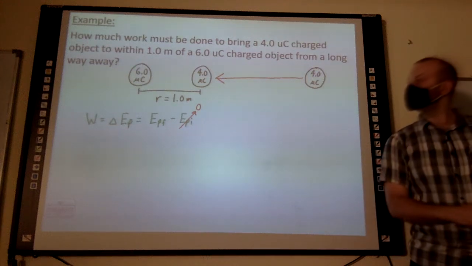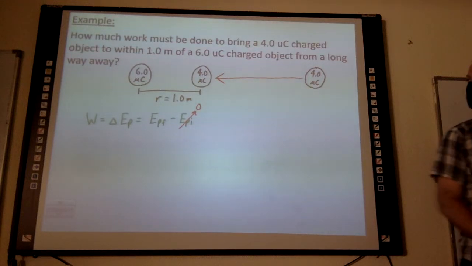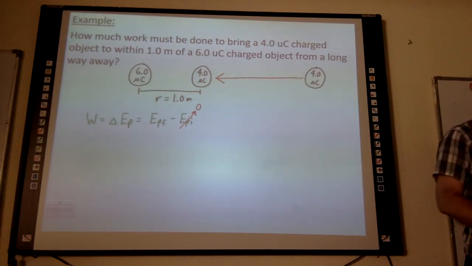Initial is 0. Why is the initial potential 0? What do you think? Take a look at our equation. So it's kQ1Q2 over r. If r is basically at infinity, some number divided by infinity is just 0. You've seen limits before in calculus. As r approaches infinity, you're going to get 0.